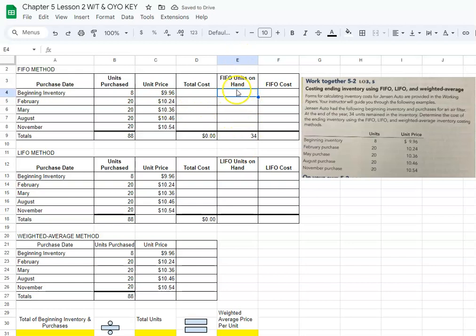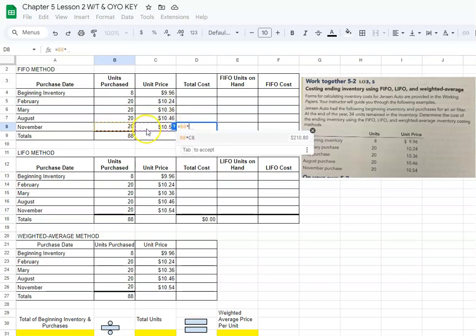FIFO stands for first in, first out. So we assume that these here are going to go first. The higher ones are going to be sold first. What we have left should be the last ones. So 20 times 1054, we'll go ahead and multiply those, because we'll take all of those 20 here, and then to get to 34, we'll take 14 out of these 20, okay?